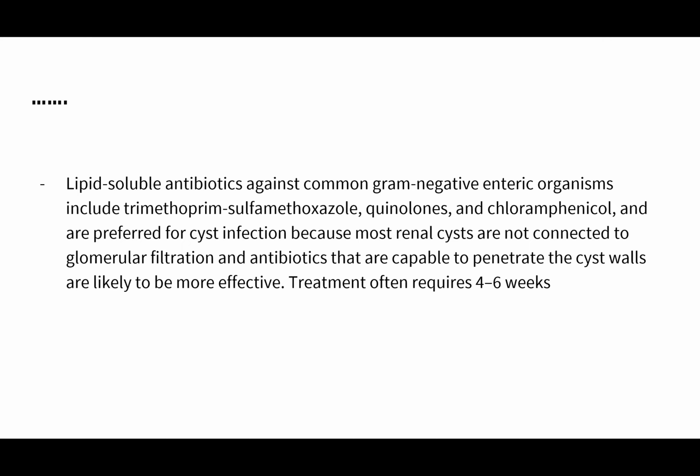So what do you have to give? You have to give drugs which penetrate the cyst wall, like gyrase inhibitors, like quinolones, fluoroquinolones, ciprofloxacin or levofloxacin, or the sulfamethoxazole-trimethoprim combination, or chloramphenicol. Nobody uses chloramphenicol nowadays because of its blood dyscrasias. So these are the two groups of drugs. And how long do I treat? Around a month you have to give.